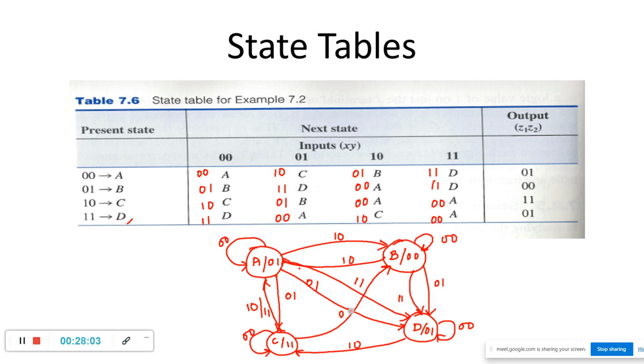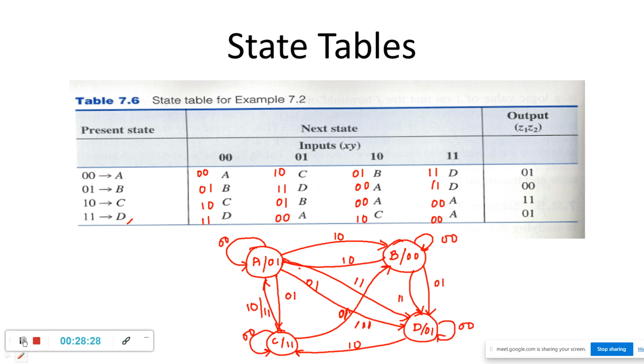Right? So 0 1, D to A. D to A with 1 1. D to A with 0 1 and 1 1. Here it is 0 1, comma 1 1. So this completes the state diagram for this state table.